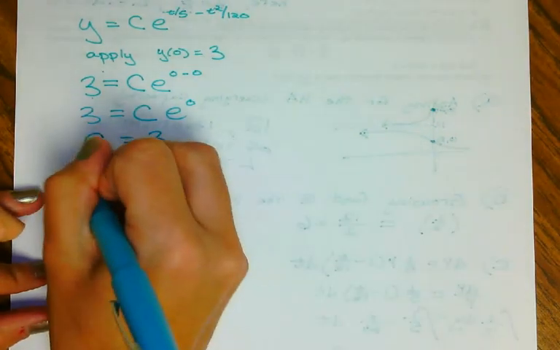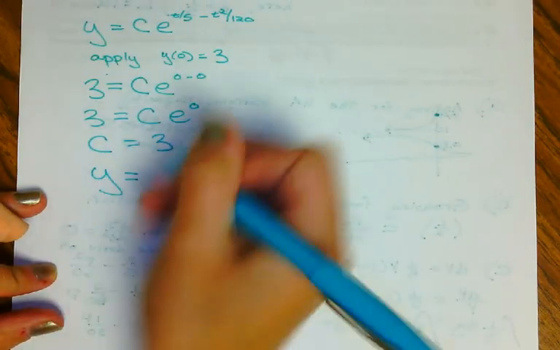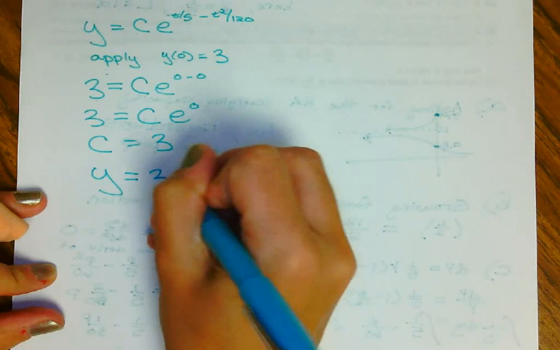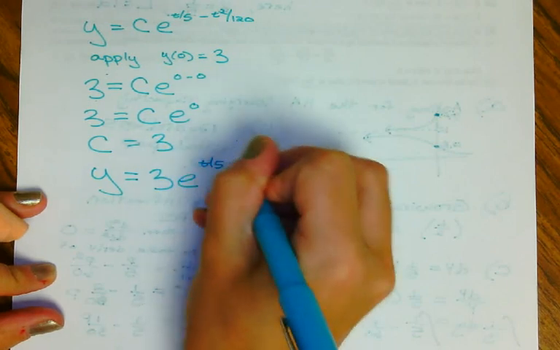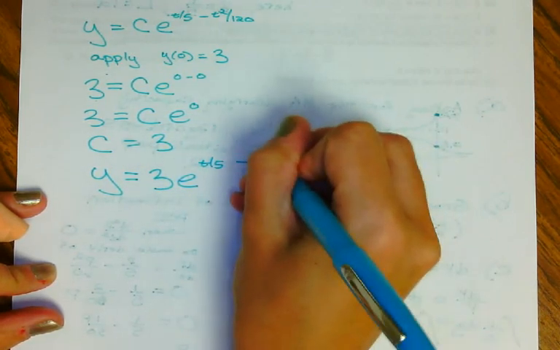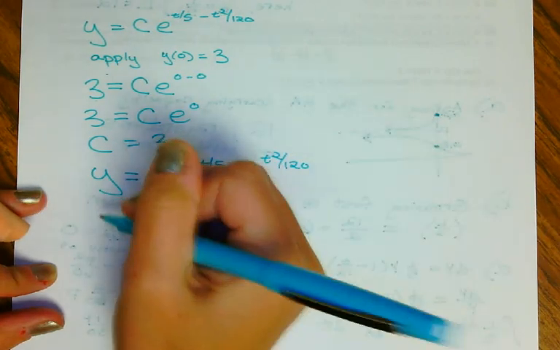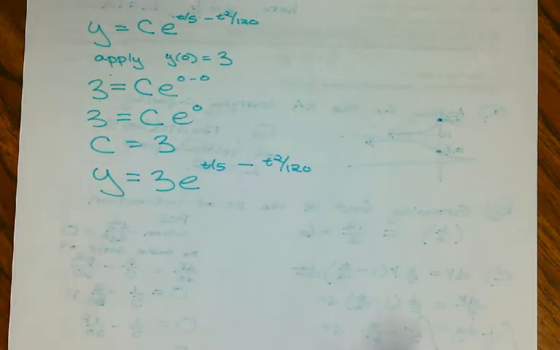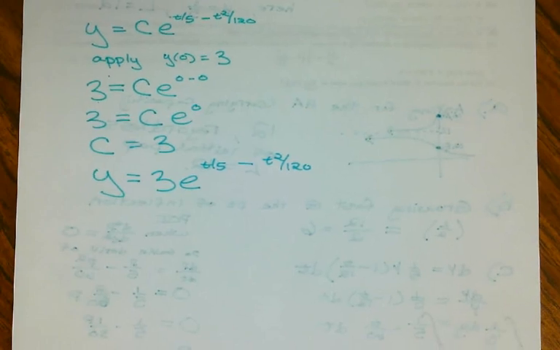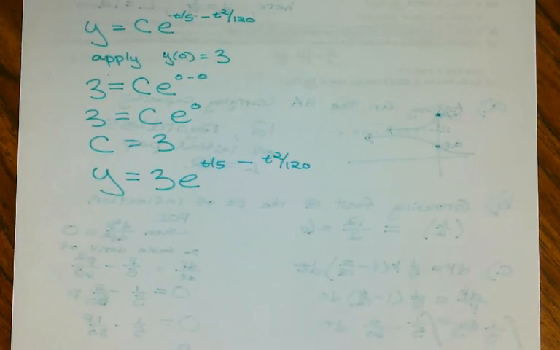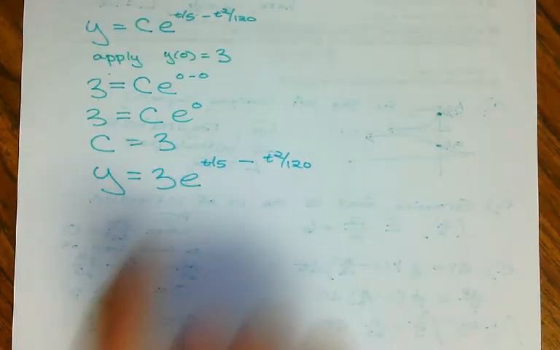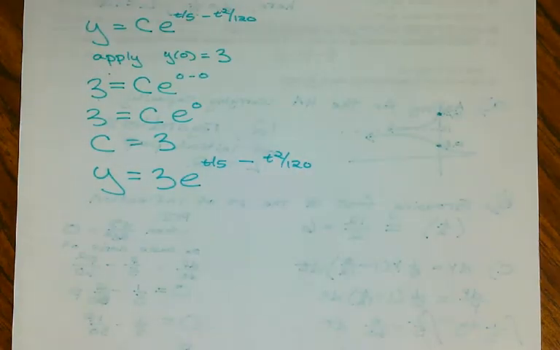So my final equation is going to be y equals 3, there's that c, e to the t over 5 minus t squared over 120. And if you got to there, you should have earned all 5 points. All right, and for the very last part, it says for the function of y found in part C, so for this guy right here, what is the limit as t approaches infinity?